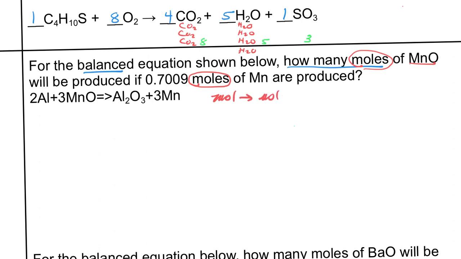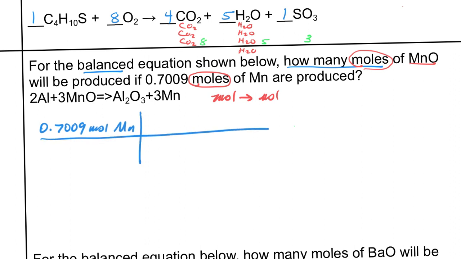And so we want to start always with the amount that's provided. That amount that's provided is the 0.7009 moles of the product. So let's go ahead and do that. So we'll start here with the amount that's provided. That will be 0.7009 moles of Mn. And then we're going to set our dimensional analysis, and we're going to need a conversion factor. We do have a balanced reaction right here. So what we know here is that we have a ratio of 3 moles of Mn for every 3 moles of MnO. So the ratio is a 3 to 3.